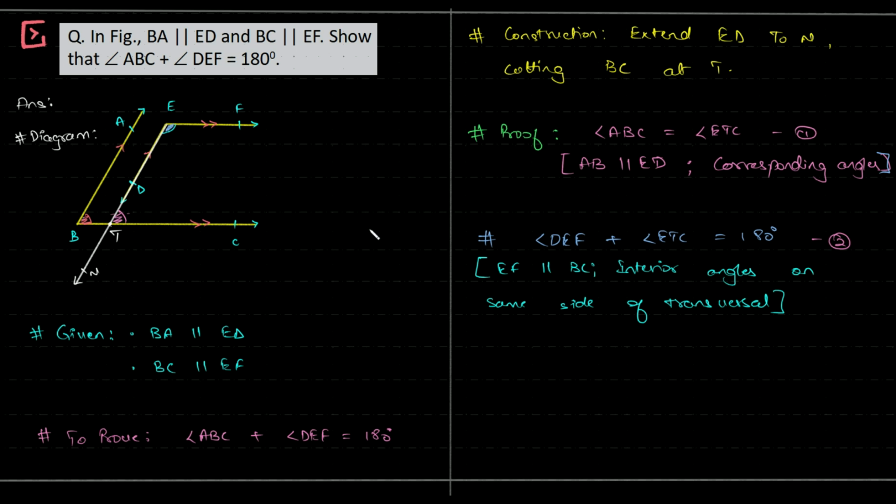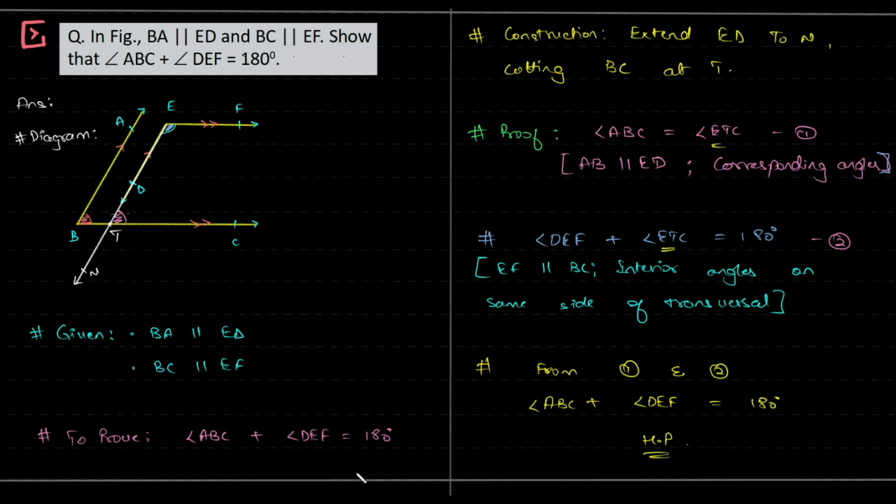Now from 1 and 2, what can you conclude? From 1 and 2, we can tell that angle ABC plus angle DEF is equal to 180 degrees. Clearly, because ETC is common in both. So in place of ETC, I can substitute ABC, and we have the required proof. So hence proved. Very simple question.